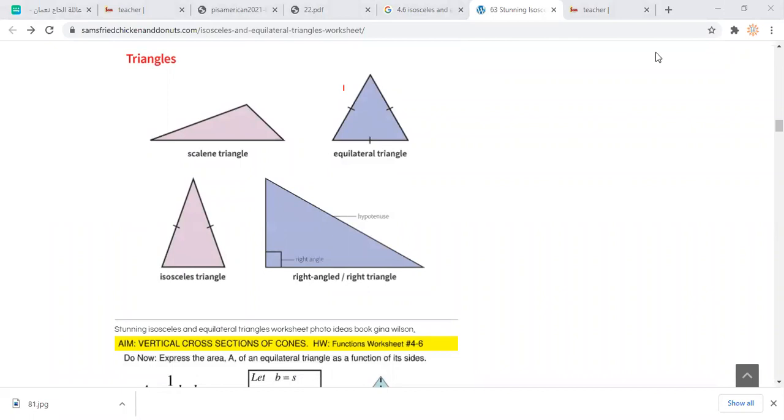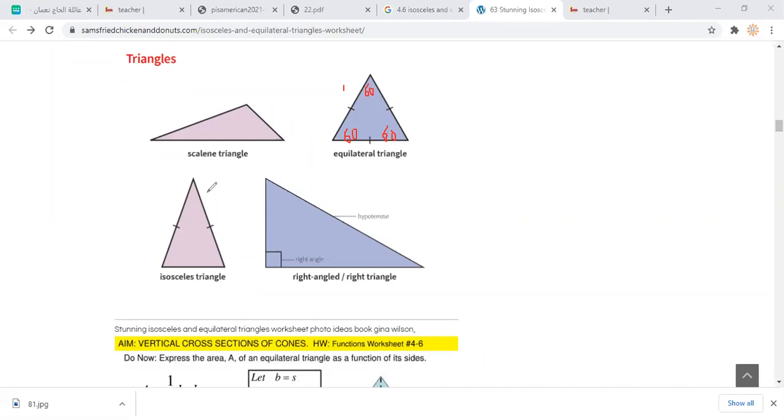Angles, yes. Once we have all sides equal, then all angles are equal, and each one is equal to 60 degrees. So the first is 60 degrees, the second is 60 degrees, and the third should also be 60 degrees. Then all sides are equal in length, so we can say equilateral, and also all angles are equal in measure, which we denote by equiangular. So equiangular means all angles are equal in measure.